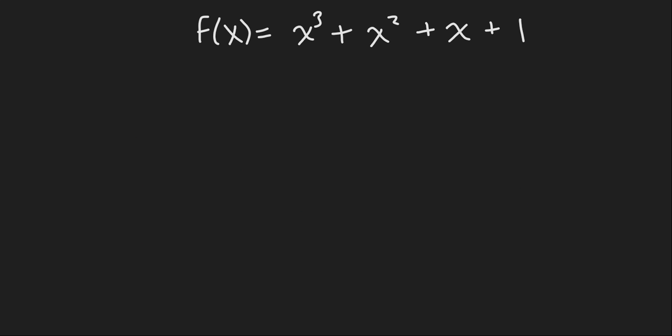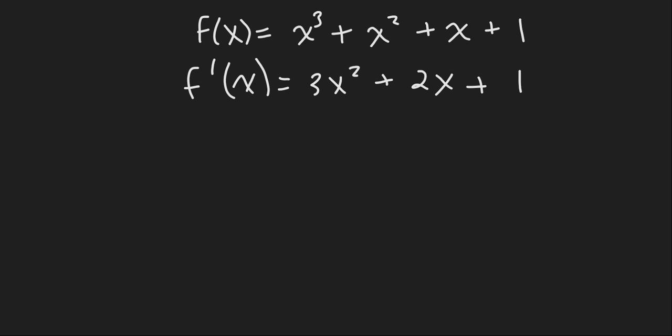Let's see, we have this function f of x, and we want to see when it's increasing, when it's decreasing, when it's concave up, and when it's concave down. Well, in order to see whether it's decreasing or increasing, that's just dependent on whether the slope is negative or positive. So we can find the derivative and just see whether it's negative or positive. So the derivative, just use power rule, 3x squared plus 2x plus 1. And now we can see whether or not it's increasing or decreasing by first setting this equal to 0.